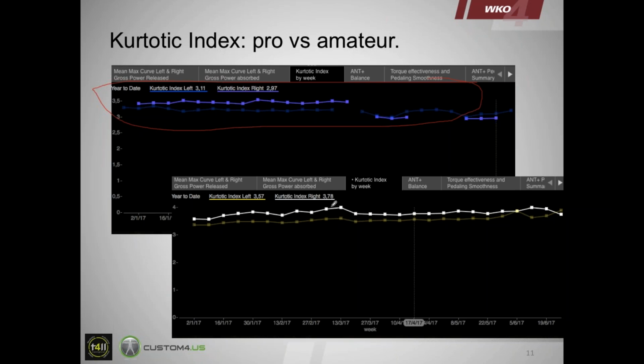He's close to 4. You can see how, as the seasons go on, this value is going lower, because we are going to see now with different evidence how the mechanical efficiency is going to increase with the intensity of the training and the competition. That's the main difference between the pros and the amateurs: the intensity of the training and the competition. So the mechanical efficiency trend is to go higher, and obviously the Kurtotic Index goes down along the season.